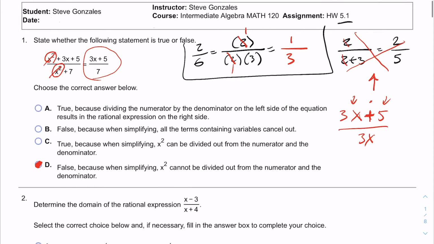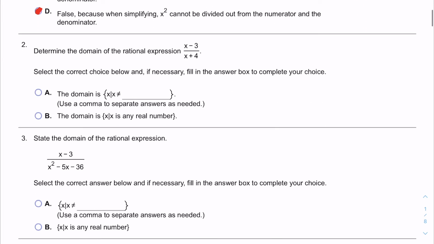Okay, moving on, number 2. The denominator is x plus 4. It says determine the domain of the rational expression. Okay, so the domain basically is all the x values that are eligible to be used in this rational expression. What x's can we use? And that might sound kind of strange. It's probably better to say what x's are we not allowed to use.